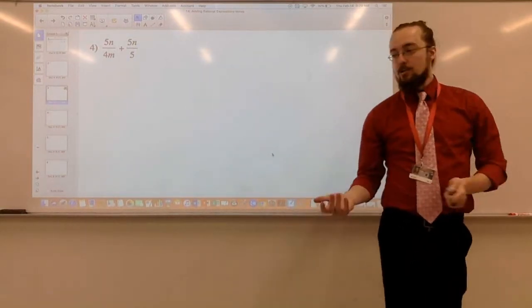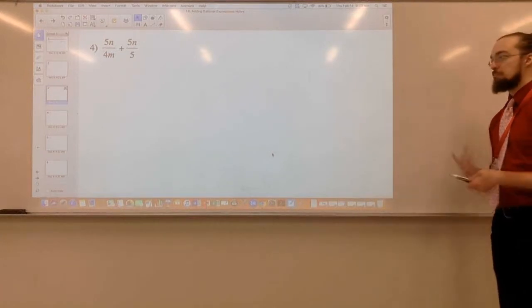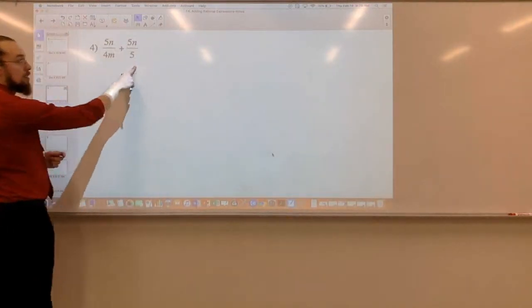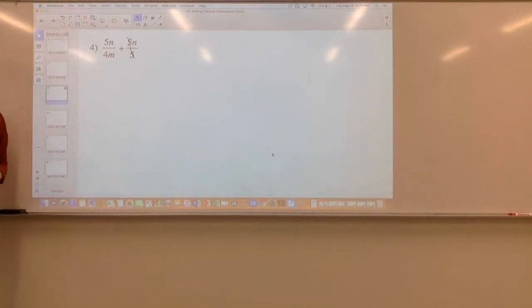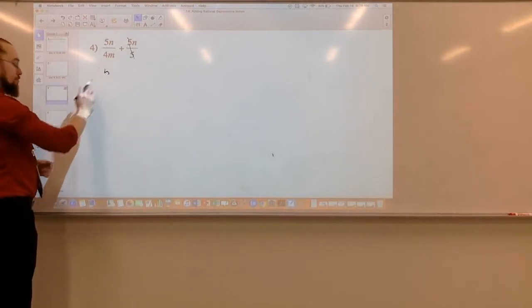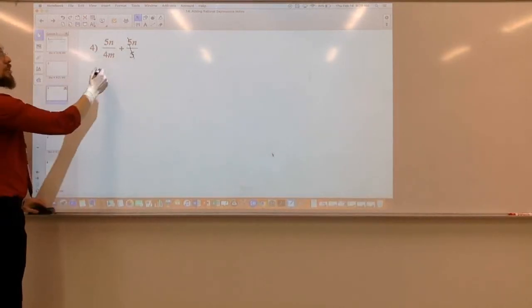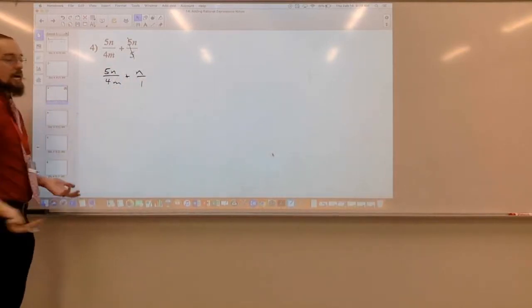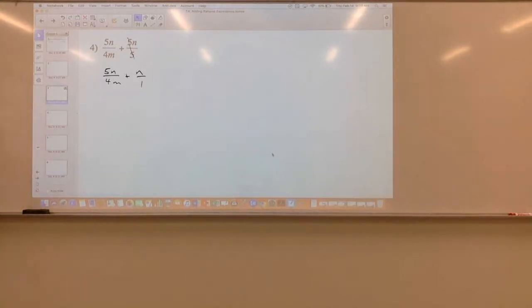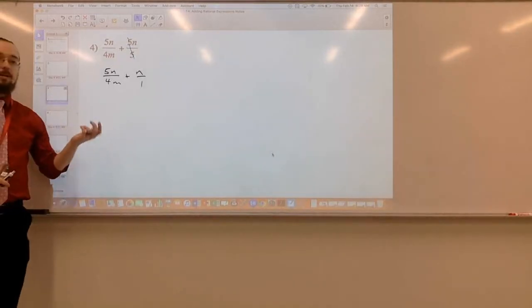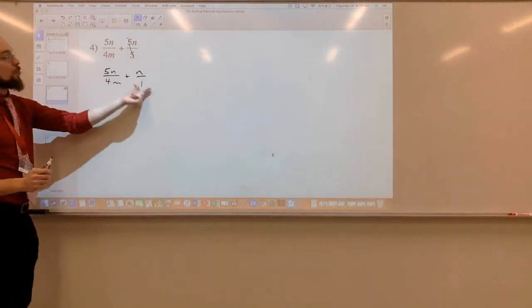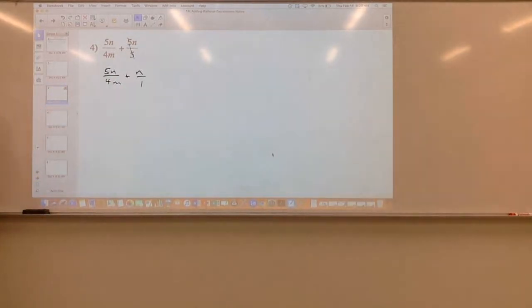All right. Is there any simplifying I can do before I add these together? I've got 5 over 5 over here. So I could cancel out those 5s and just make this n over 1. So it'll be 5n over 4m plus just n over 1. But now I still need to get common denominators. Like in the last problem, canceling things out got me common denominators. In this case, it does not. I've got 4m as my denominator over here, and 1 is my denominator over here. Those are definitely not the same.